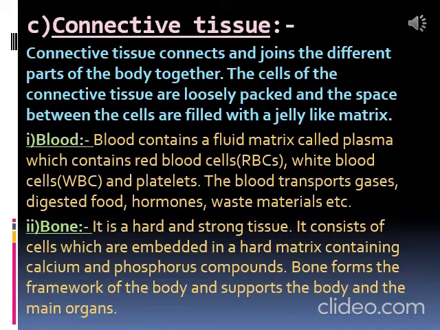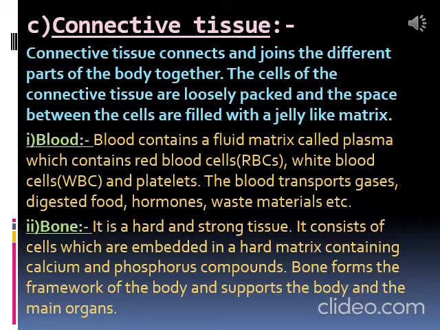Now this connective tissue is present first in blood. Blood contains a fluid matrix called plasma, which contains red blood cells, RBCs, white blood cells and platelets. This blood transports gases, digested food, hormones, waste materials, etc. So it is also a connecting medium between various parts of the body.